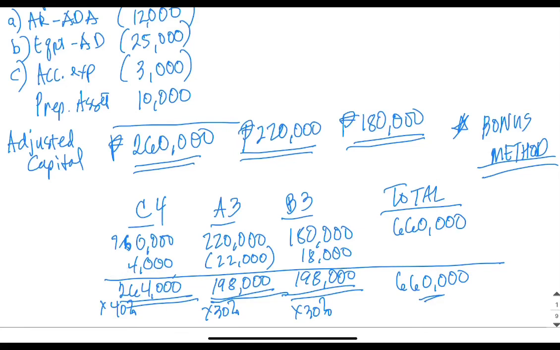Okay, so both partner C and B received a bonus from partner A in the amount of 4,000 and 18,000 respectively. So the net amount of course would be 0 and it will not affect the total partnership capital. So for question number 2, the answers would be 264,000, 198,000, and 198,000 for partner C, A, and B respectively.